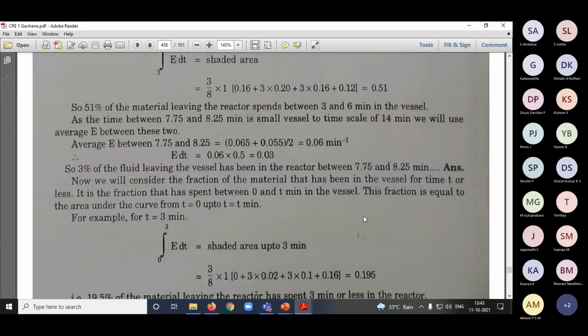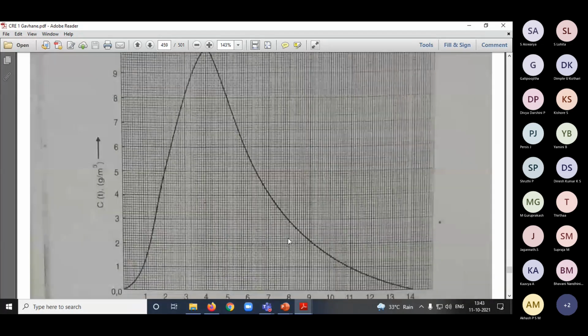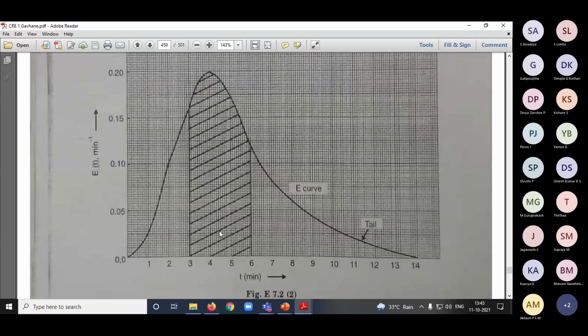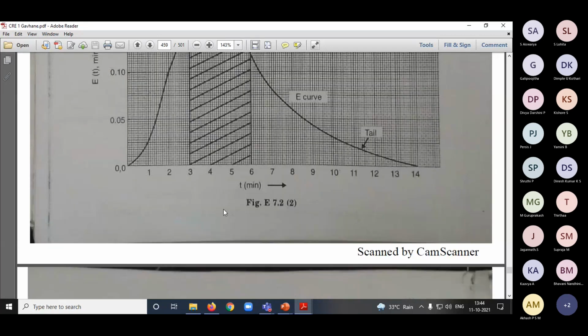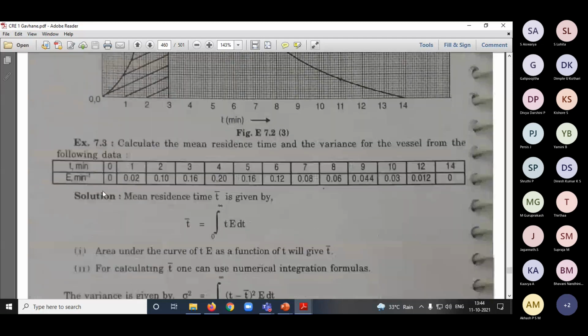So it is up to you how you want to do it. You can use Simpson's rule, or you can calculate the area under the curve by the number of squares. That's also up to you. So integration you can do by Simpson's rule, numerical methods. So this is one more problem where it will ask you what fraction of material is staying between the limits, right? Any doubt till now? So you can see one more problem.